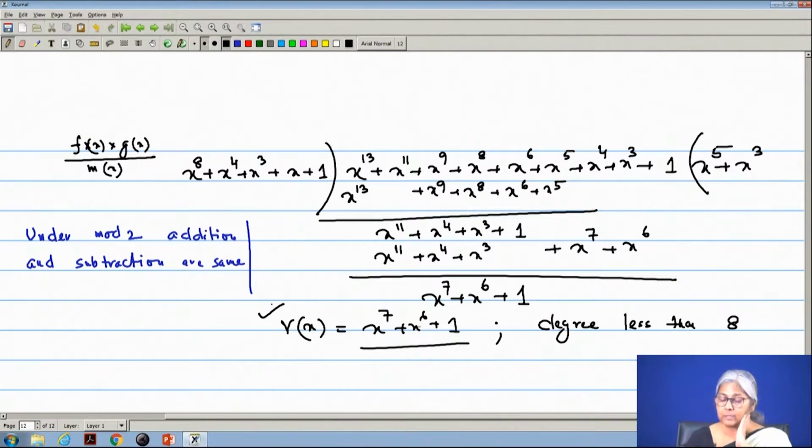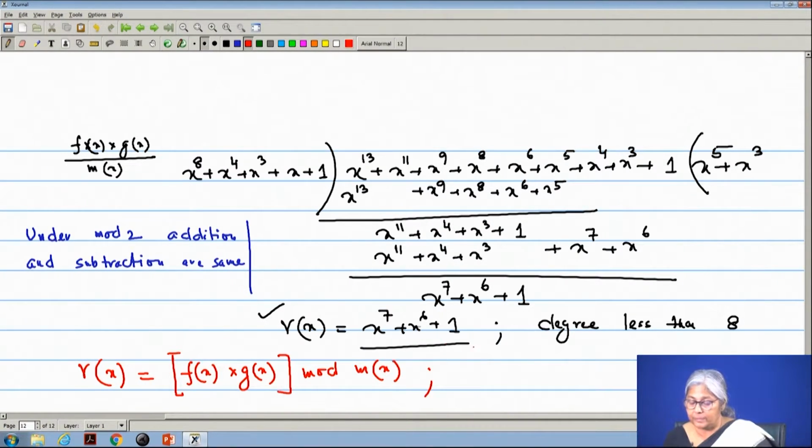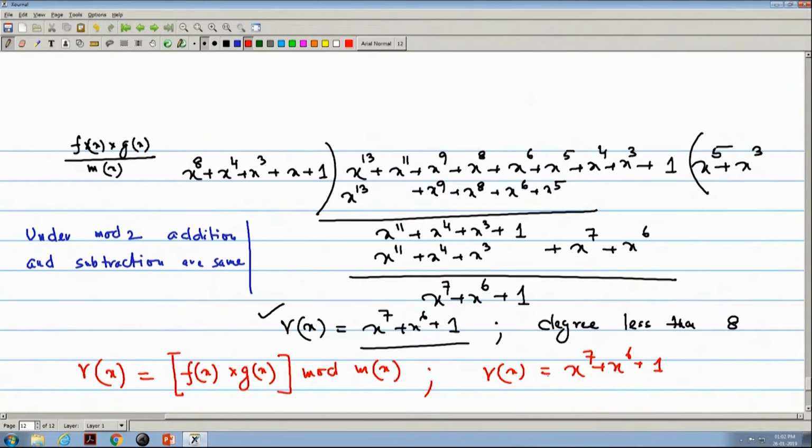So now we can use this, that means what it becomes is that I can write Rx. I compute Rx as fx into Gx modulo Mx, and I got this for these fx and Gx values. Here my Rx is x to the power 7 plus x to the power 6 plus 1. So, similar to normal modular arithmetic, I got the modular polynomial arithmetic. Now, we will be using this to form a field.